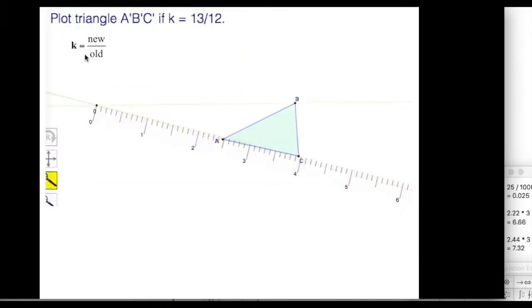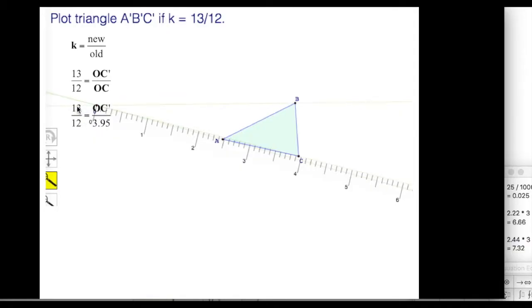Zoom out. K is new over old, and our K is 13/12, so I'm replacing the K with 13/12. I've measured the distance from O to C, right? So that's our old. The new would be O to C prime, wherever we're going to plot that. The distance from O to C is 3.95, so we have 13/12 is OC prime over 3.95.